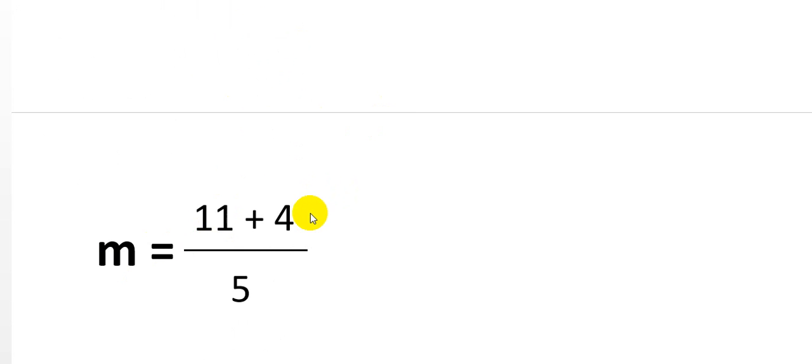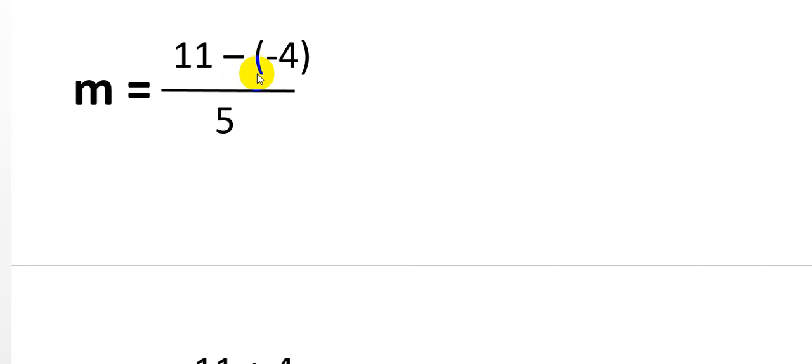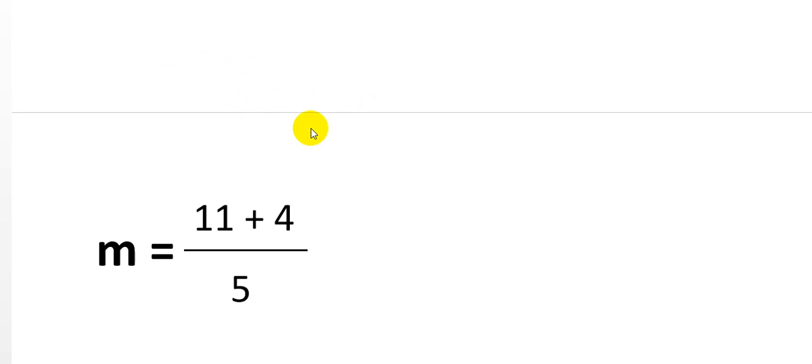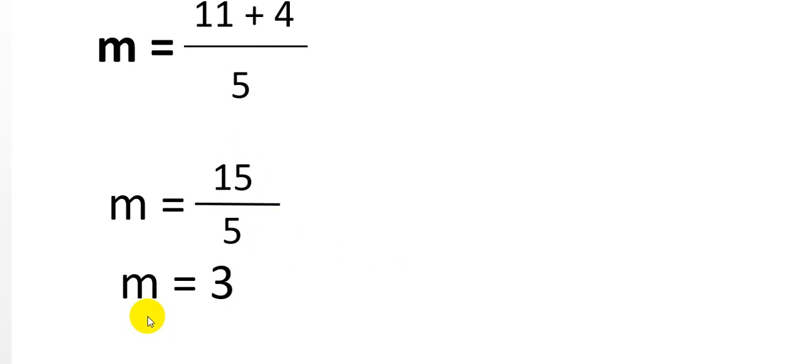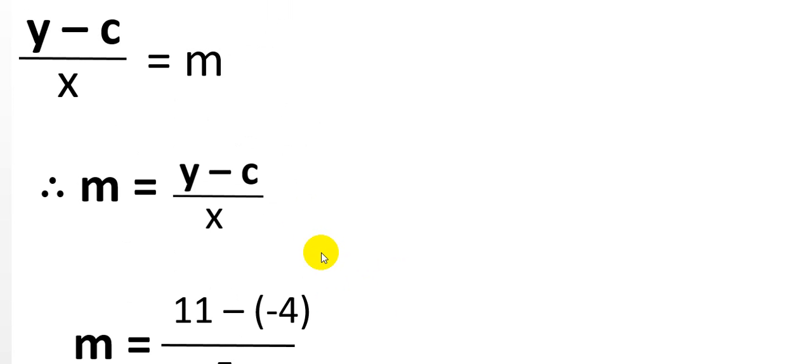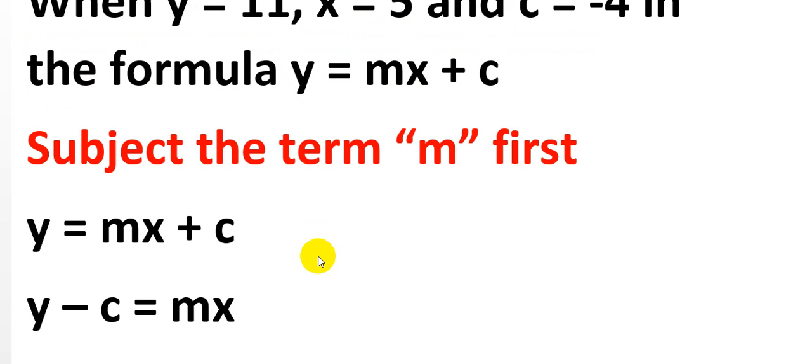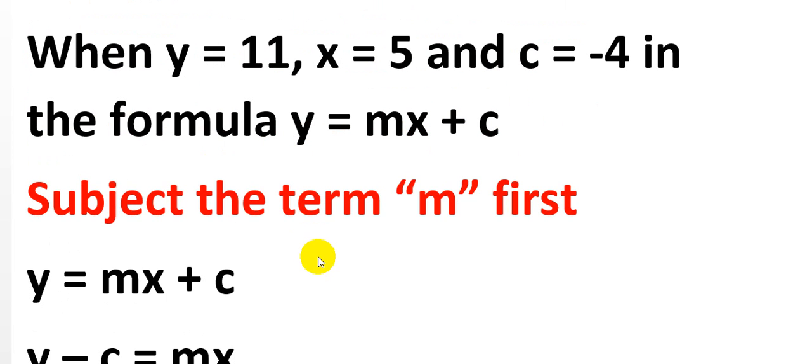So m equals 11 minus bracket minus 4, which means minus multiplied by minus, minus into minus refers to plus 4. So the numerator value comes to 11 plus 4, which is 15, divided by the denominator value 5. Therefore the value of m equals 3. So this is also an easy way for you to find the term. Make sure you first make the term the subject, then you can substitute the remaining terms given in the equation. With this example question, I am concluding the lesson, subject of a formula.